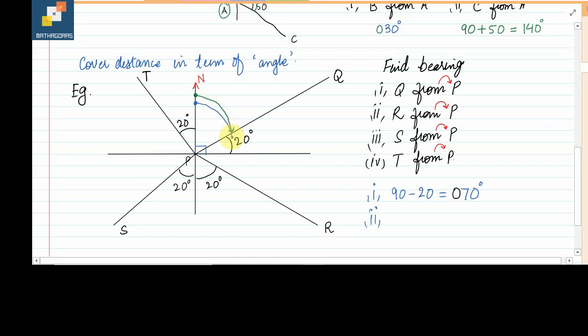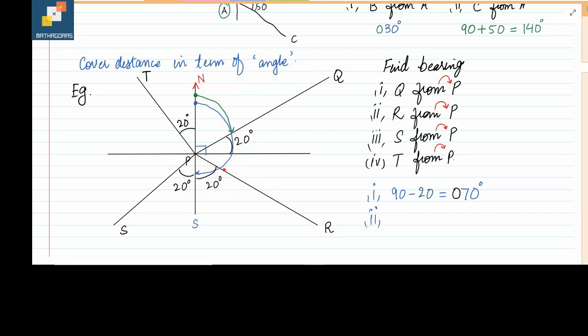From here till this point I had covered 90, right? If I continue my journey until I reach this line, basically that is the south, right? So I started my journey from the north and covered the angle of 180 degrees, but then I realized I have come across the line R, I need to stop there. I had covered 20 degrees extra. My journey should be finished till here, from the north till here, and I had covered 20 degrees extra.